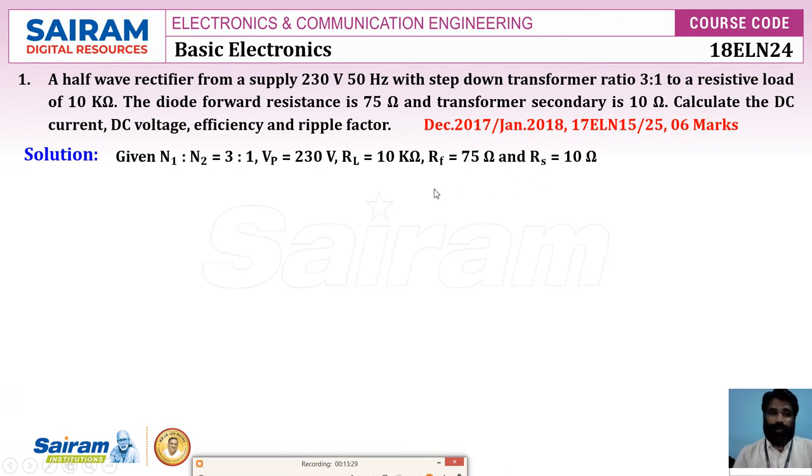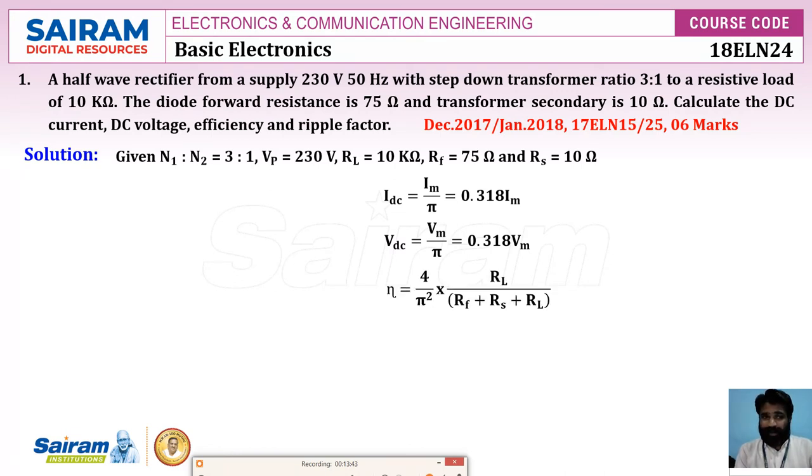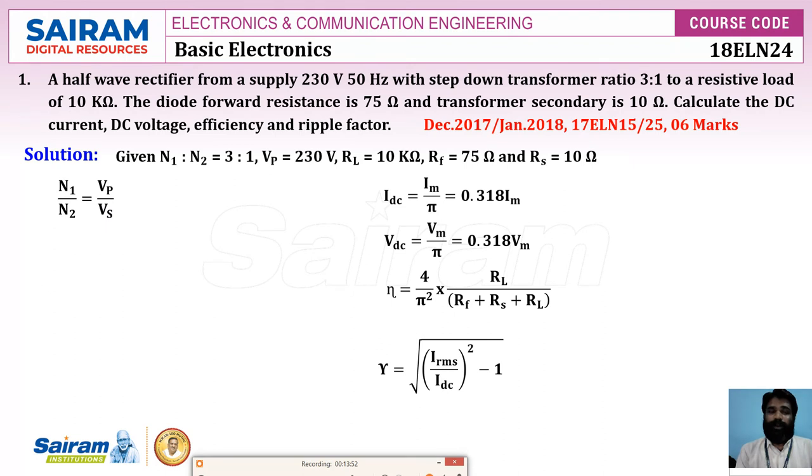So now we know to the diode we apply the secondary voltage, so we need to find out the secondary voltage. So this is required to find IDC and VDC, efficiency and ripple factor. So these are the values to be found out. So first we need to find out VM. So first we need to find out the voltage across the secondary.